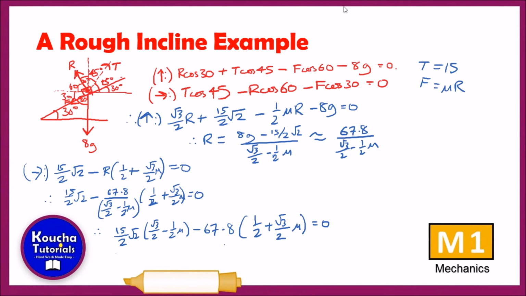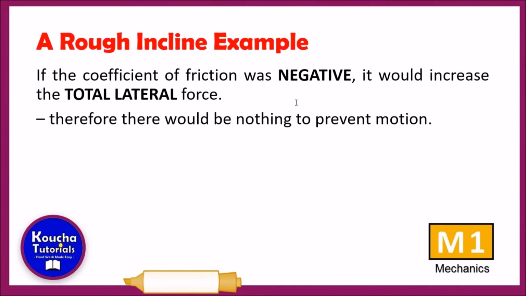And therefore, guys, this is just a simple equation. Once you expand this and make mu the subject, you should get a result of mu roughly equals, you won't believe it, negative 0.39. And yes, the coefficient of friction is negative, and that is possible. Most of the time you'll probably get a positive one in your M1 papers, but I just want to clarify that negative is possible. And what does this imply? This means that if the coefficient of friction is negative, then it would increase the total lateral force. In other words, there would be nothing to prevent motion. So it will be tipped, the slide.